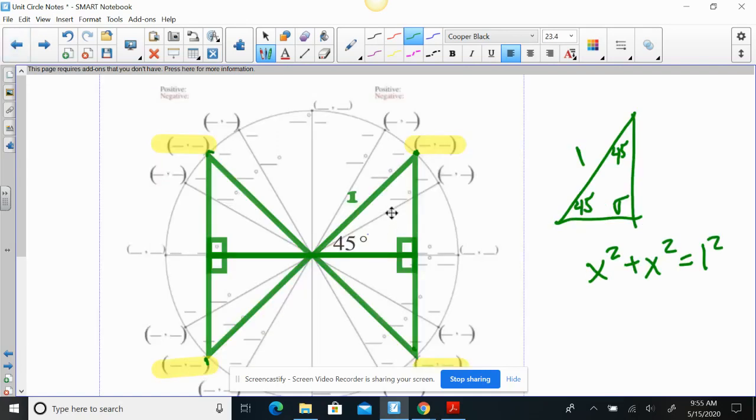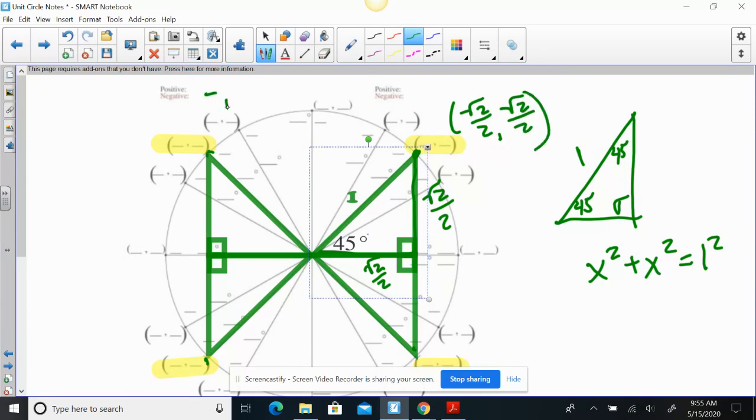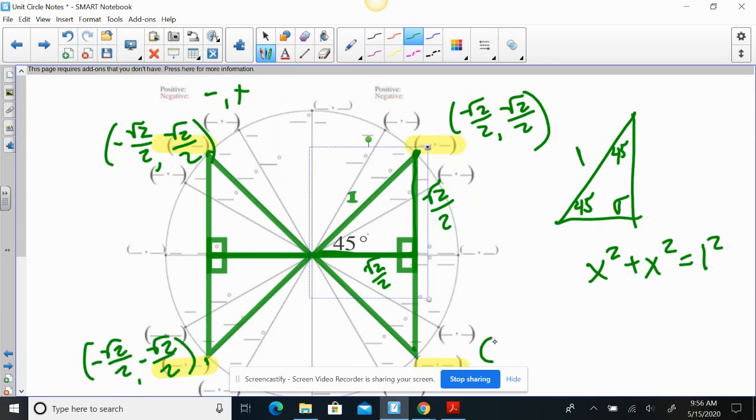But all that's saying is that if I'm here and I need this point, along this x-axis is rad 2 over 2, along this y-axis is rad 2 over 2. So every point that's halfway has those coordinates, rad 2 over 2, rad 2 over 2. The only thing that changes are the signs. Remember, in quadrant 2, x is negative, y is positive. In quadrant 3, they're both negative. And in quadrant 4, only the y is negative. So that's how I get the middle point.